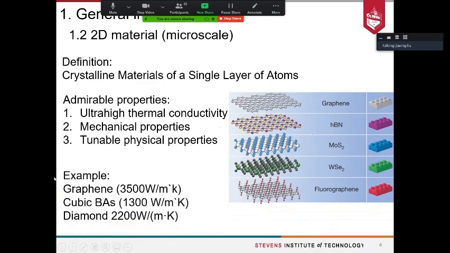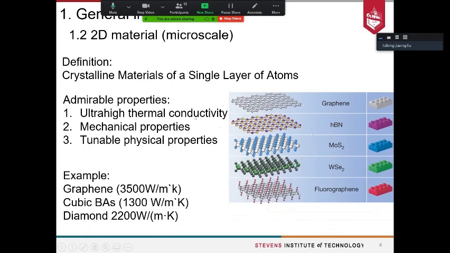I will give you brief examples of the performance of these 2D materials. Compared with diamond, which has a high thermal conductivity of about 2200 watts per meter per Kelvin, graphene and cubic BAS have a similar amount in scale.